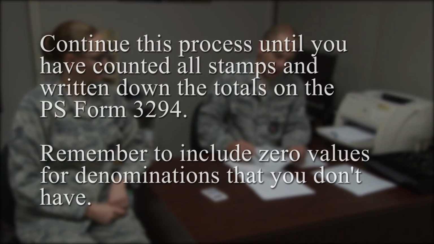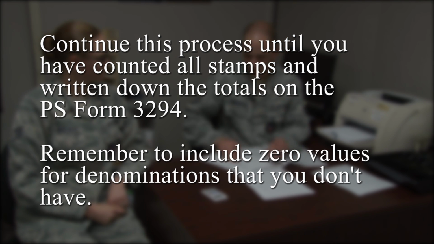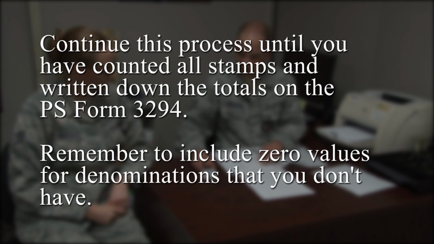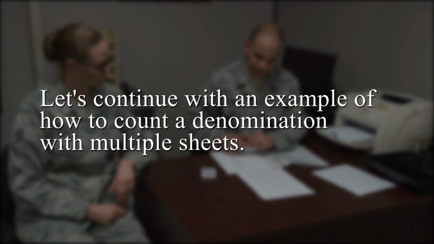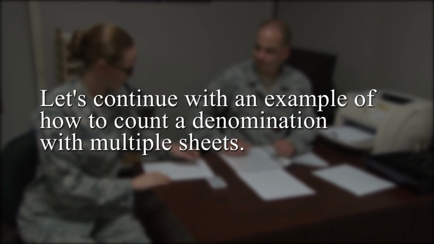Once again, I'm going to count from the left-hand side. 1, 2, 3, 4, 5, 6, 7, 8, 9, 10. Then count over. 1, 2. Come to my calculator. 10 times 2 equals 20. Our next denomination that we have to count is 10-cent stamps. This just happens to be our next denomination on our PS Form 3294.